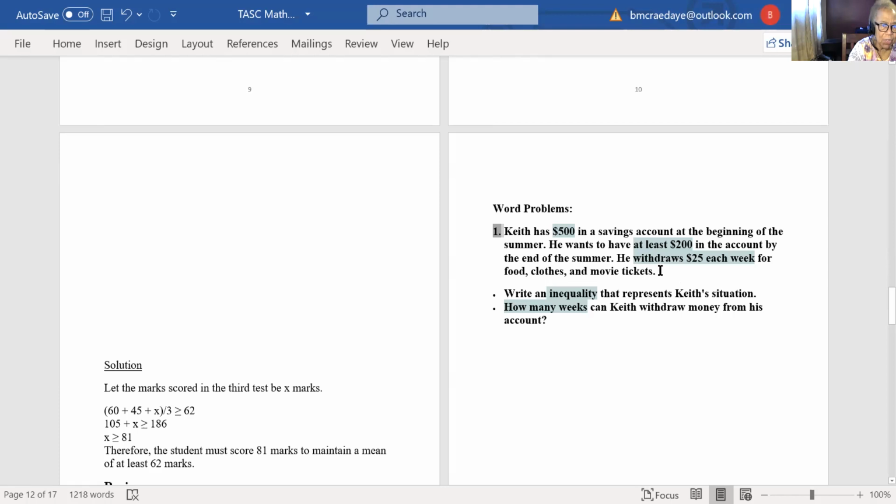Can you see that? Movie tickets? Okay, I see all that. Write an inequality that represents Keith's situation. How many weeks can Keith withdraw money from his account? Yeah, that's it. So you're seeing everything.